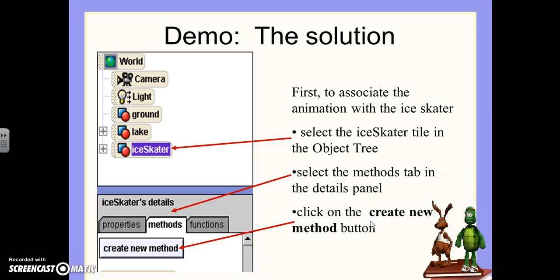We'll take a look at the demo here in just a second, but basically we're going to have an ice skater that's going to be the object in our world. First, we want to associate the animation with this ice skater. So we would select the ice skater in the object tree and then create a new method for the ice skater. If you remember back in our previous example, we were creating a method for the world. In this case, we're creating a method for the skater. So you click on the Create New Method button, you would title your method, and then we would be up and running.